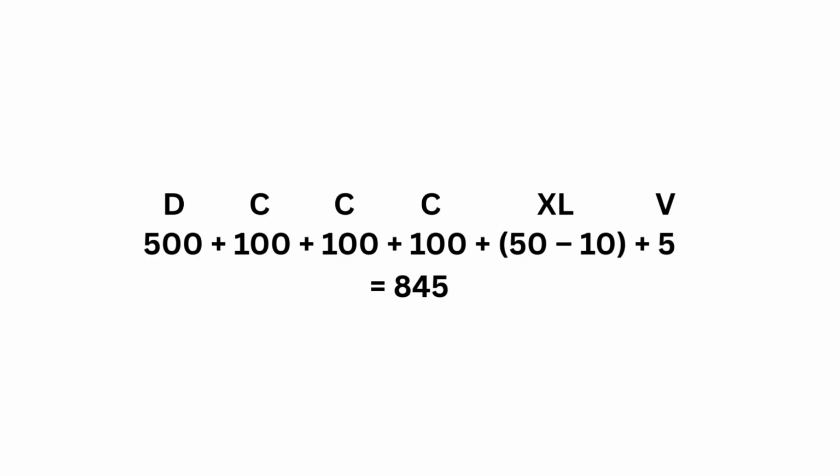The next example we are going to look at is DCCCXLV. D is 500, C is 100, C is 100, C is 100, XL is 50 minus 10, since X is smaller than L. V is 5. So DCCCXLV gives 845.